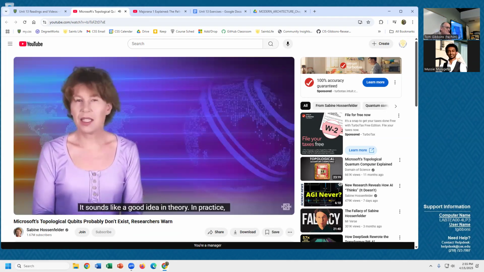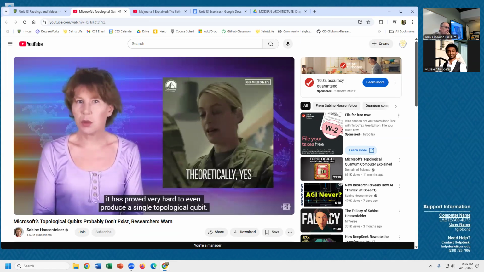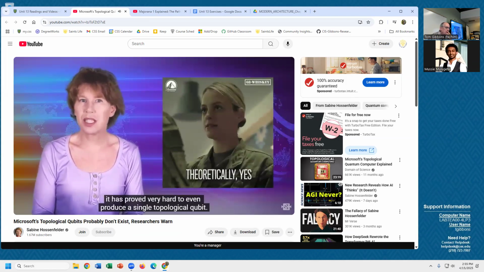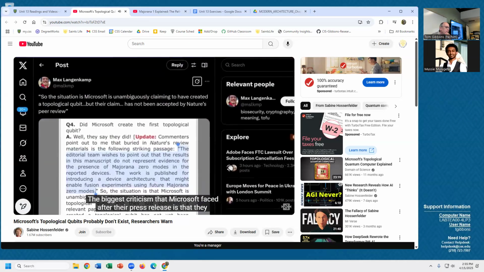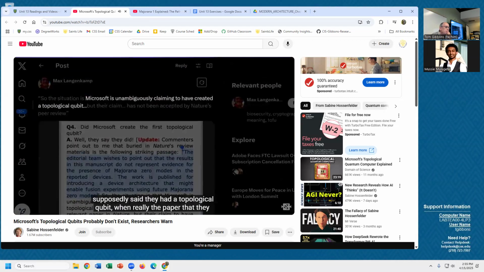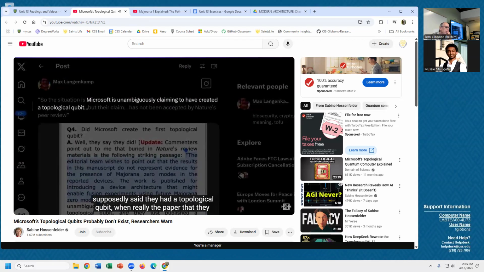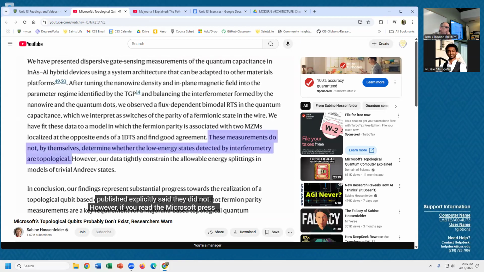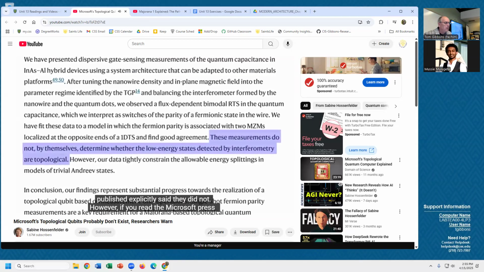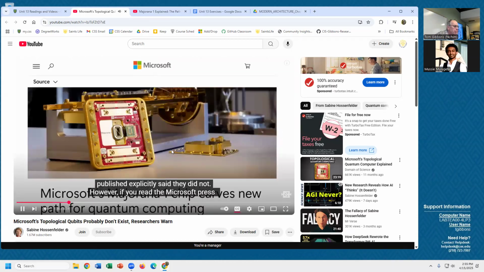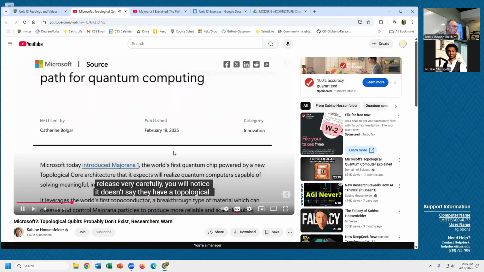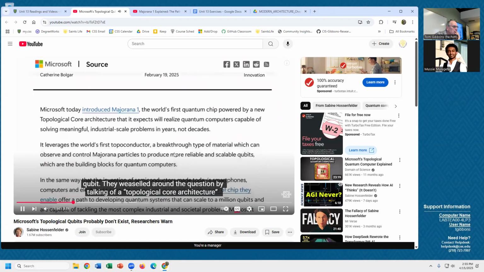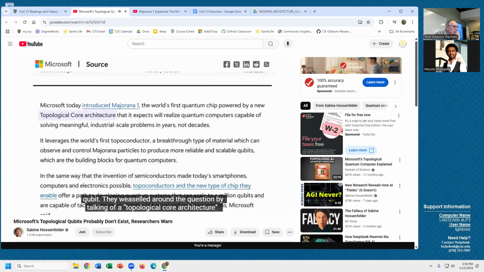It sounds like a good idea in theory. In practice, it's proved very hard to produce even a single topological qubit. The biggest criticism that Microsoft faced after that press release is that they supposedly said they had a topological qubit when really the paper that they published explicitly said they did not. However, if you read the Microsoft press release very carefully, you'll notice it doesn't say they have a topological qubit. They weaseled around the question by talking of a topological core architecture.